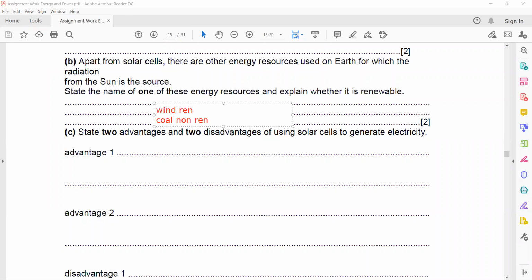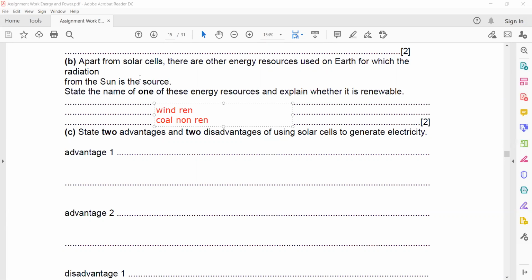State two advantages and two disadvantages. Geothermal you cannot mention. Why can you not mention geothermal? Geothermal is energy from the core of the earth. So geothermal is not derived from the sun. Geothermal is actually not from the sun.